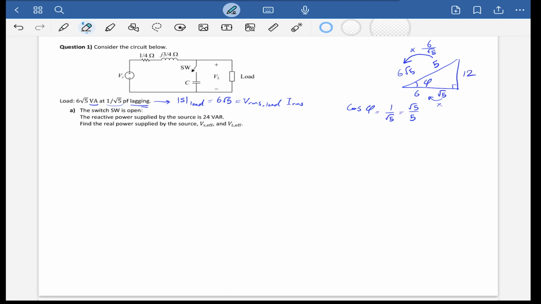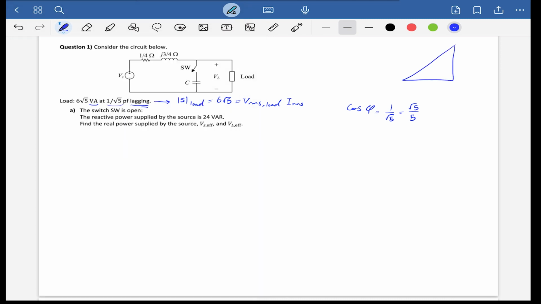So let me draw our triangle once again. So this was 12, this was 6, and this was 6 radical 5. Okay, so we know everything about our load. So complex power of the load will be 6 plus j12. Okay, this is extremely important that we know.